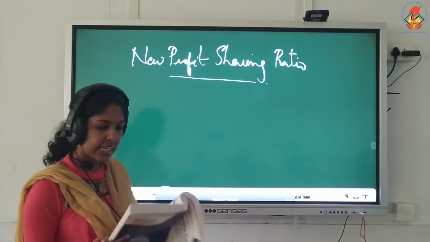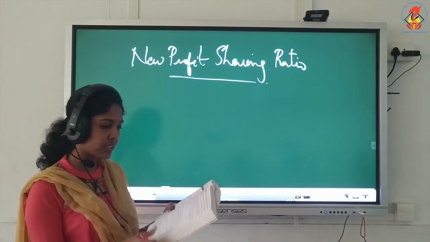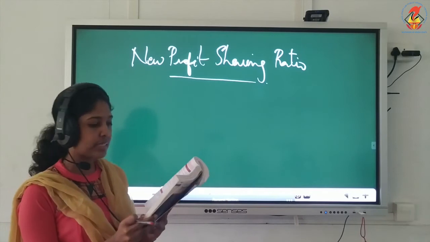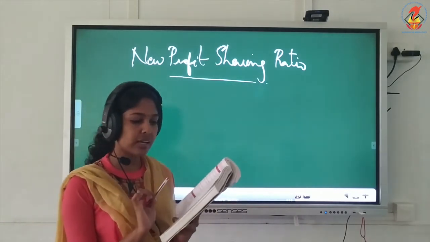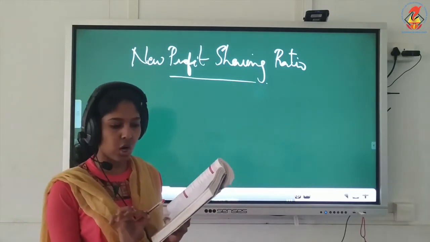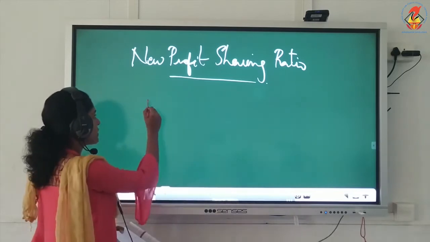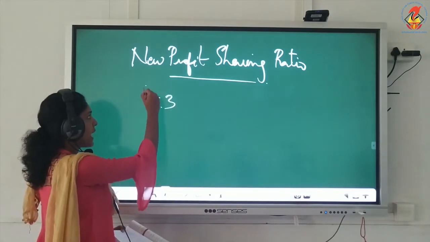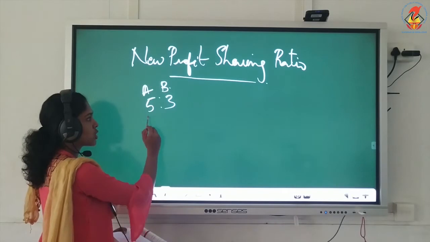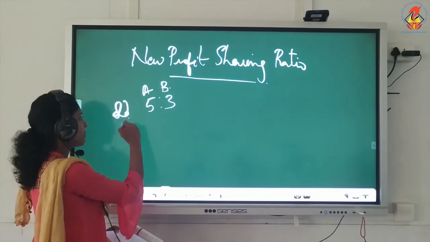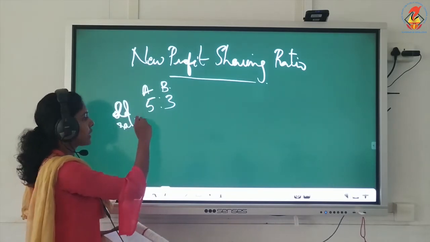All of you take illustration 1 in your textbook. We will just go through the question first. We have two partners there in the question. The ratio is given already, 5:3. So, A and B were sharing profits and losses in the ratio of 5:3. This can be termed as their old ratio.